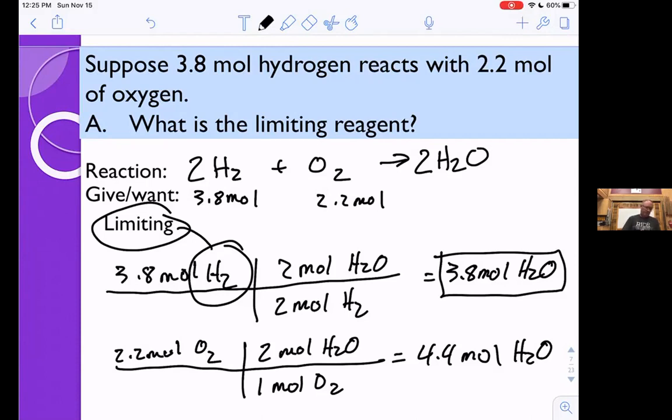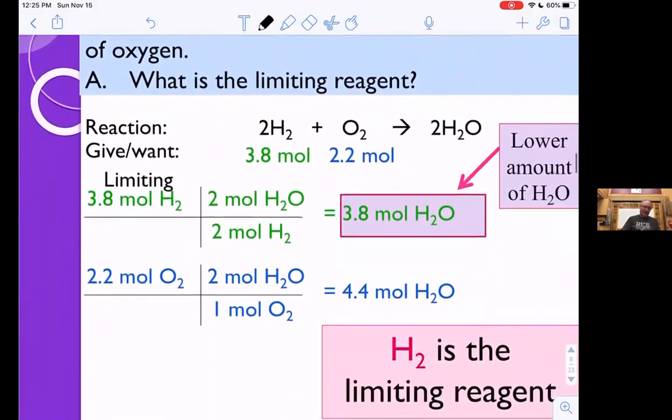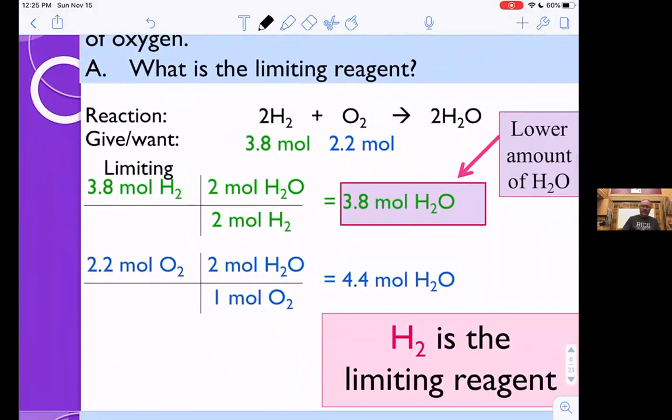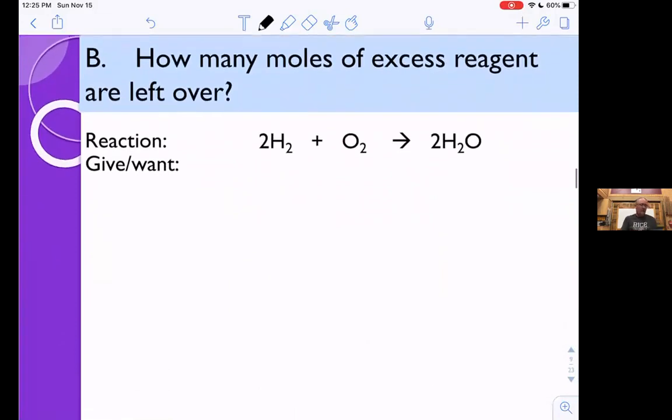So that's part A. Part B, well, checking my answer for part A. Yay, look, hydrogen's a limiting reagent. It is because there's a lower amount of H2O produced. Okay, so if we go look at part B, how many moles of the excess are left over? So the actual excess was the oxygen. So what I'm going to do is I could do one of 2 ways. I could take the amount of water that was produced and find out how much oxygen made that amount of water.